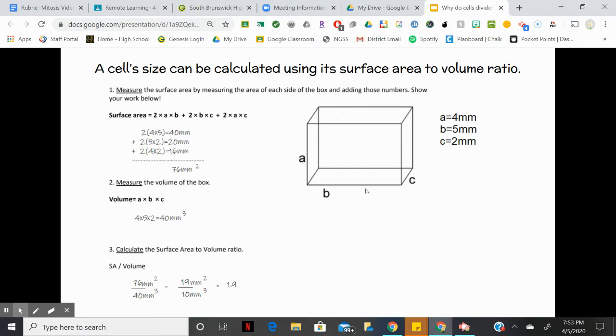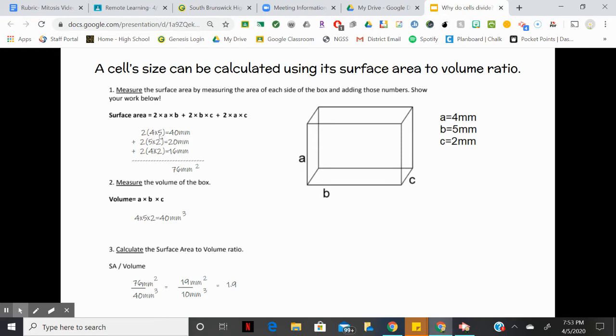You want how much space is available on all of the surfaces of this box. So you do the area of this rectangle, the area of this rectangle, and the area of this rectangle, and then multiply each one by 2 because there's 2 of each side, and then add it all up.